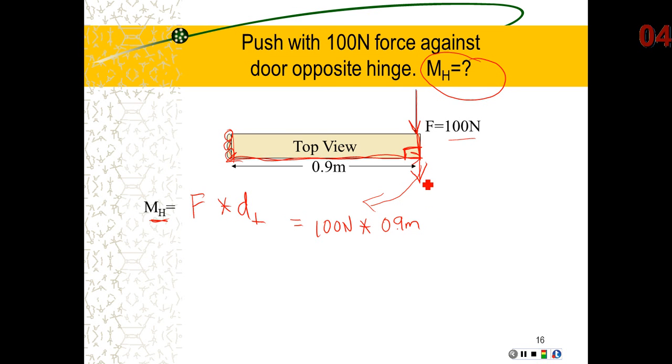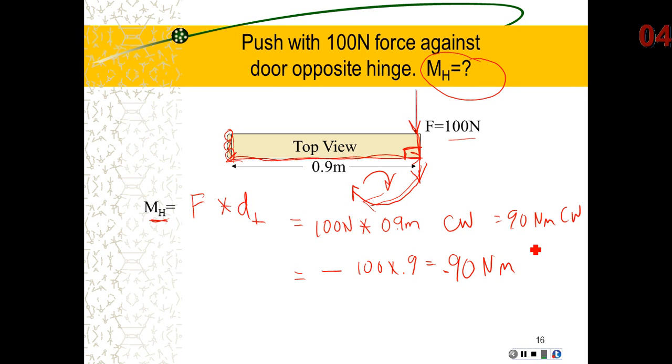And then the last thing to consider: if we push down, the door rotates this way. This way is a clockwise direction, so we can write it as clockwise. Or we could write it as equivalent to 100 times 0.9. Plug it in our calculator, and that will be negative 90 Newton meters. So we can either write it as 90 Newton meters clockwise or negative 90 Newton meters. Those are both equivalent. We know the moment created by this force acting through this distance is 90 Newton meters.